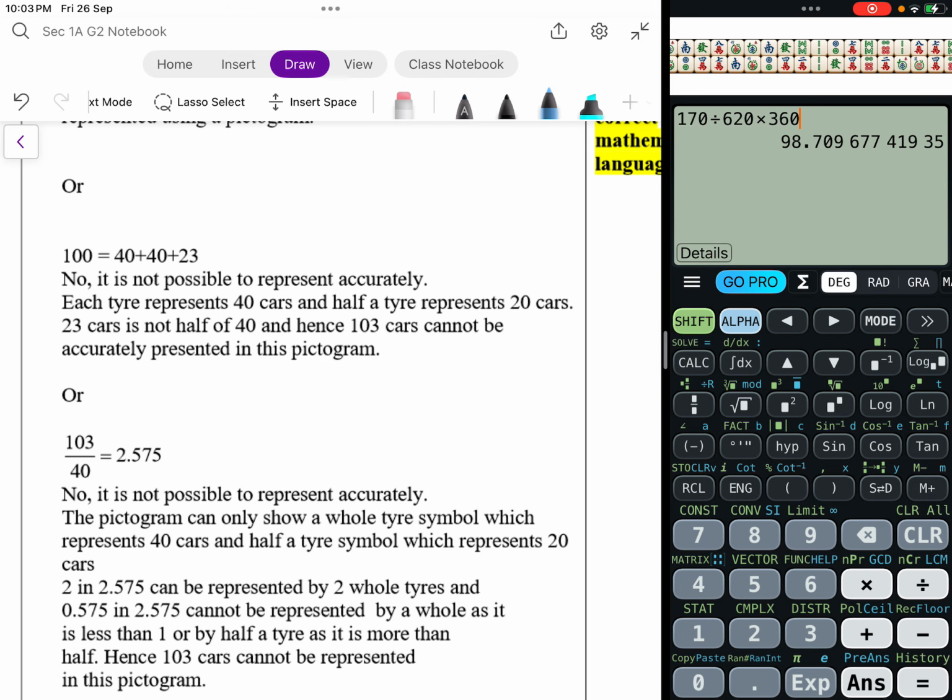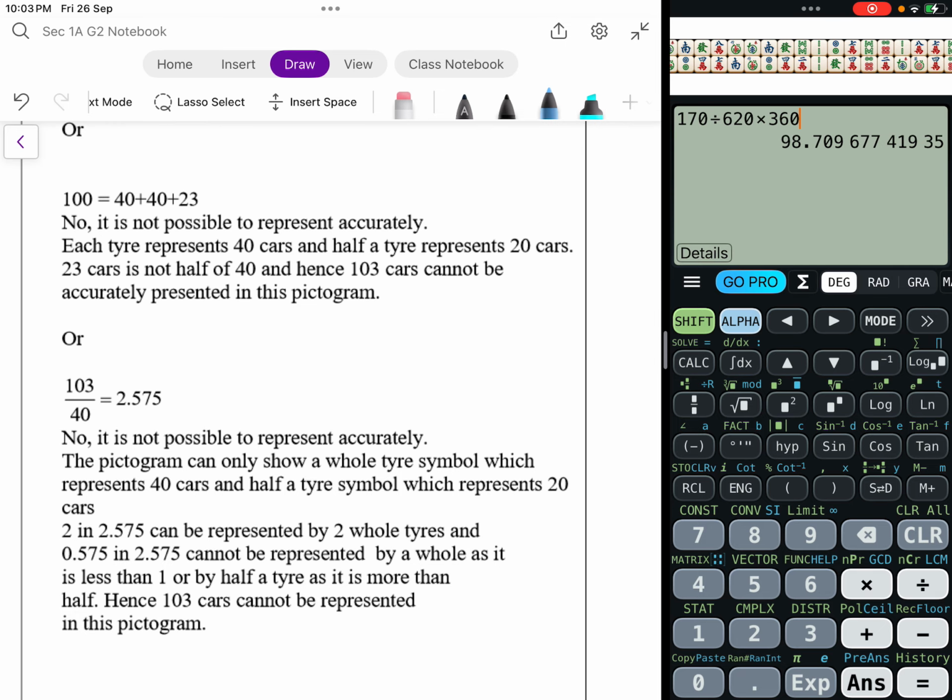So they've given you three different ways to explain it. Okay, so go and think about it, but just know that because the smallest pictogram unit is 10, and 103 is not a multiple of 10, basically that's the main idea. That's why you cannot accurately portray it exactly. Alright, so look through the three statements and see which one you can use.